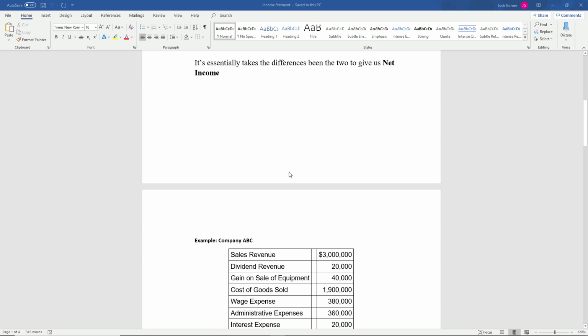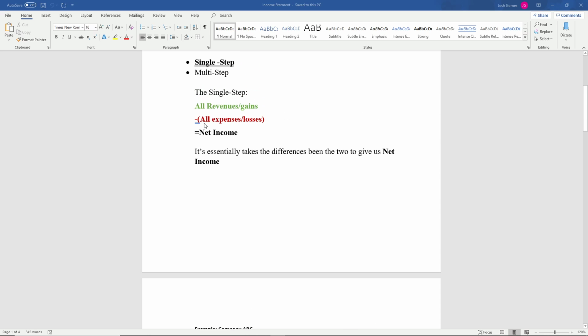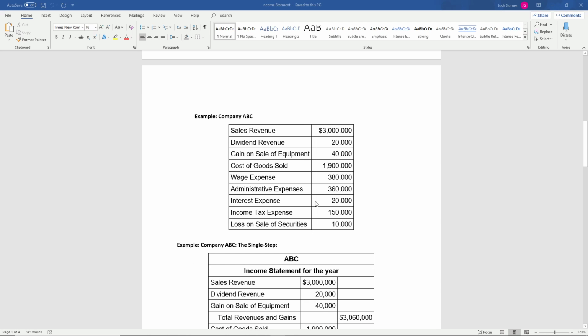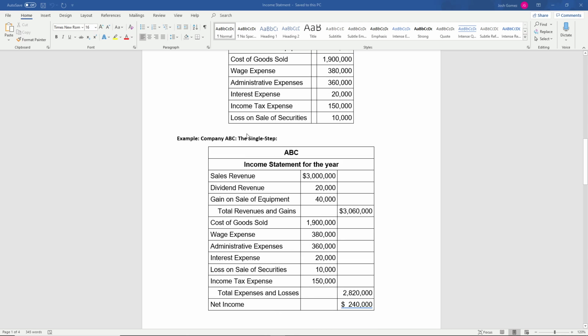Okay, let's go back up. We have, and then minus all expenses and losses. Let's see the expenses and losses. The expenses and losses are cost of goods sold, wage expense, administrative expense, interest expense, income tax expense, losses on sale of securities.